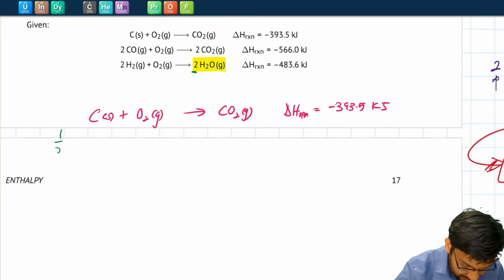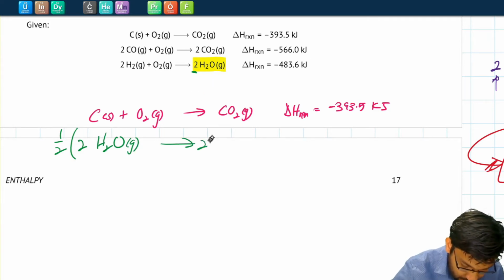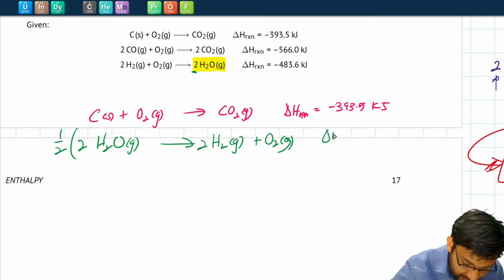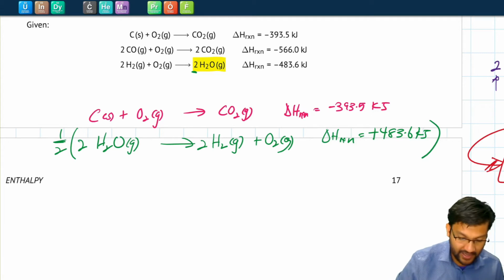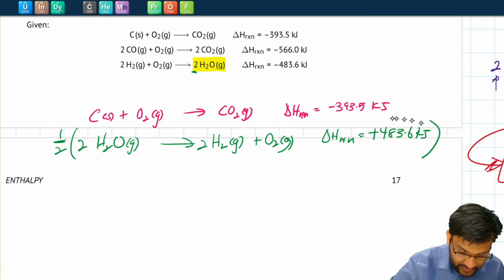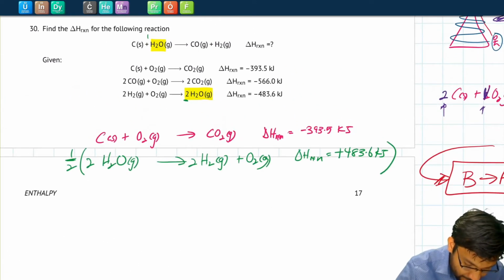So we'll multiply this by a factor of 1/2, and we'll reverse it. So 1/2 of 2H2O gas, we're reversing the reaction, so we're going this way towards the left, to give us 2H2 gas plus O2 gas. And delta H for this reaction, because we've reversed it, is now going to be positive 483.6 kilojoules. And then I put all of this in parentheses because I know I also have to multiply that by 1/2, because if you multiply the equation by 1/2, you also need to multiply the enthalpy change for the reaction by 1/2.